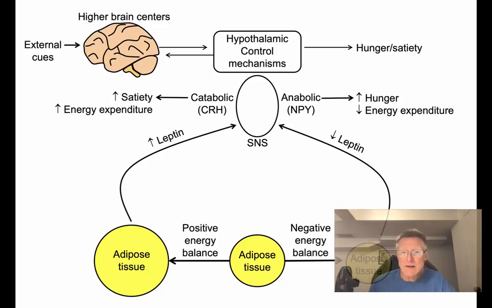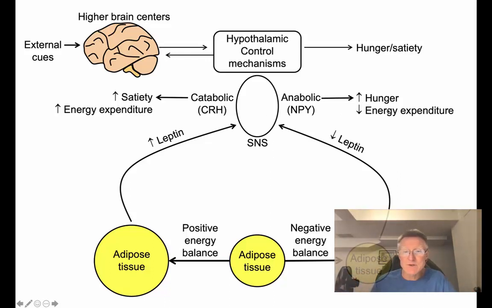So in this case, when adipose tissue reduces, leptin goes down, and then the anabolic center is activated. And the anabolic center is mediated basically by another neurochemical called neuropeptide Y. So if leptin goes down, neuropeptide Y goes up. So when this NPY goes up, you feel hungry. And also what it does is that it suppresses sympathetic nervous system activity, and it reduces energy expenditure.